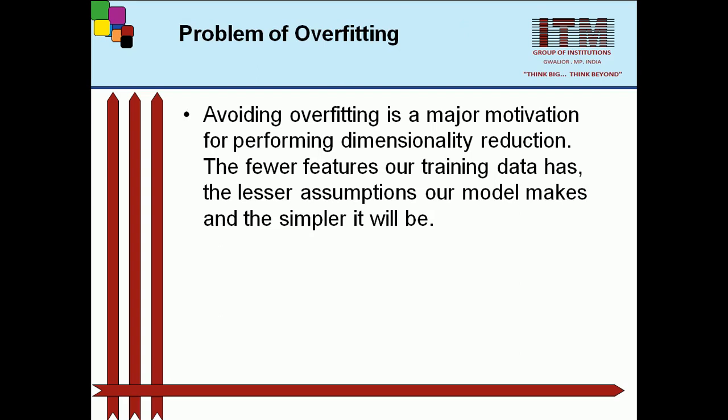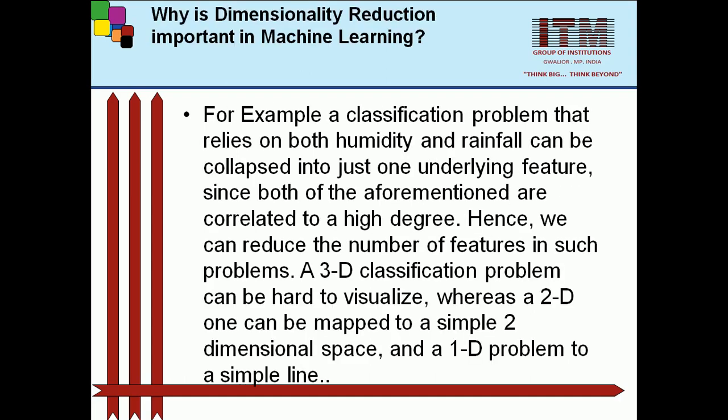Avoiding overfitting is a major motivation for performing dimensionality reduction. The fewer features our training data has, the fewer assumptions our model makes, and the simpler it will be. So if the training data has fewer features, our model will have to make fewer assumptions, and the model will be simple in design.